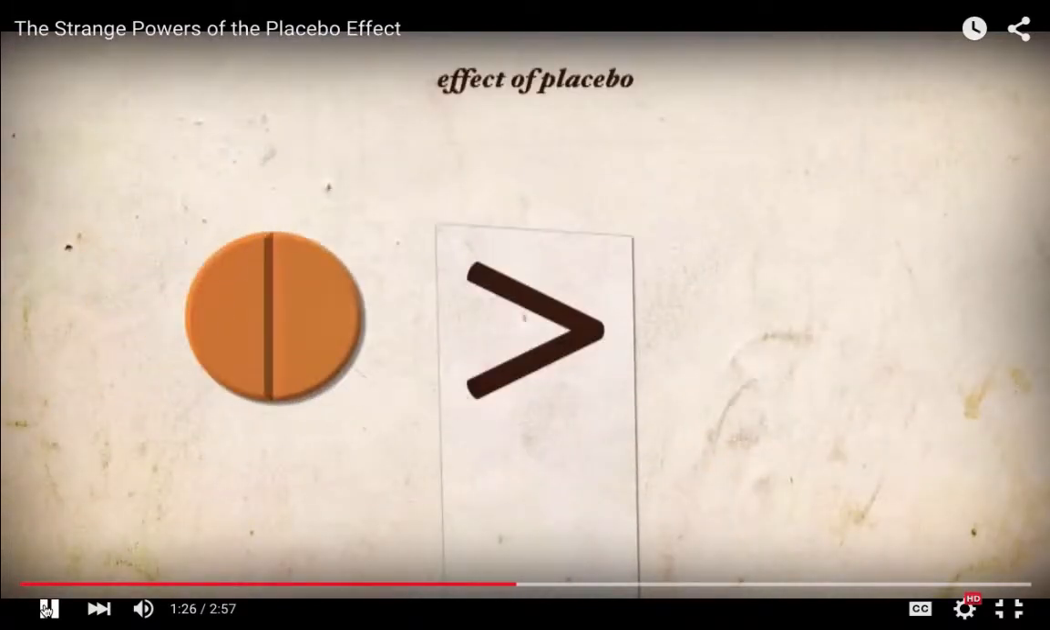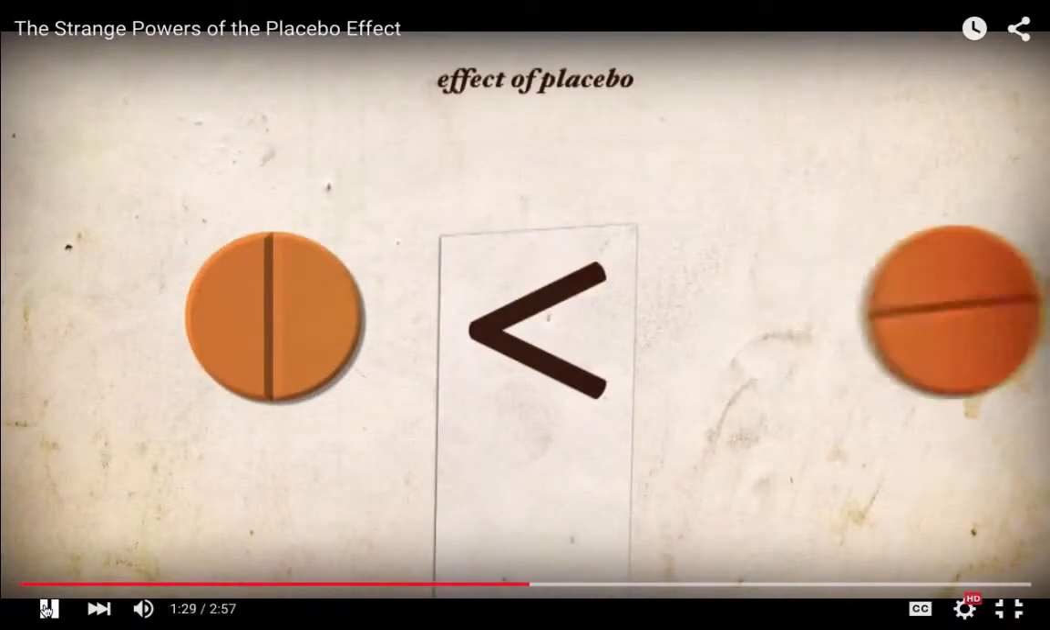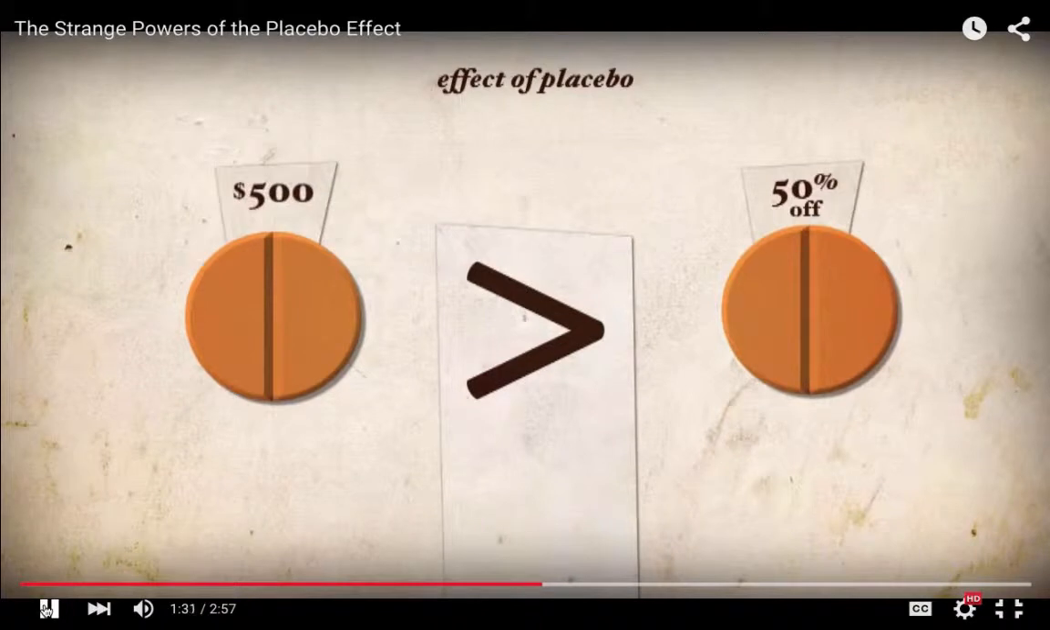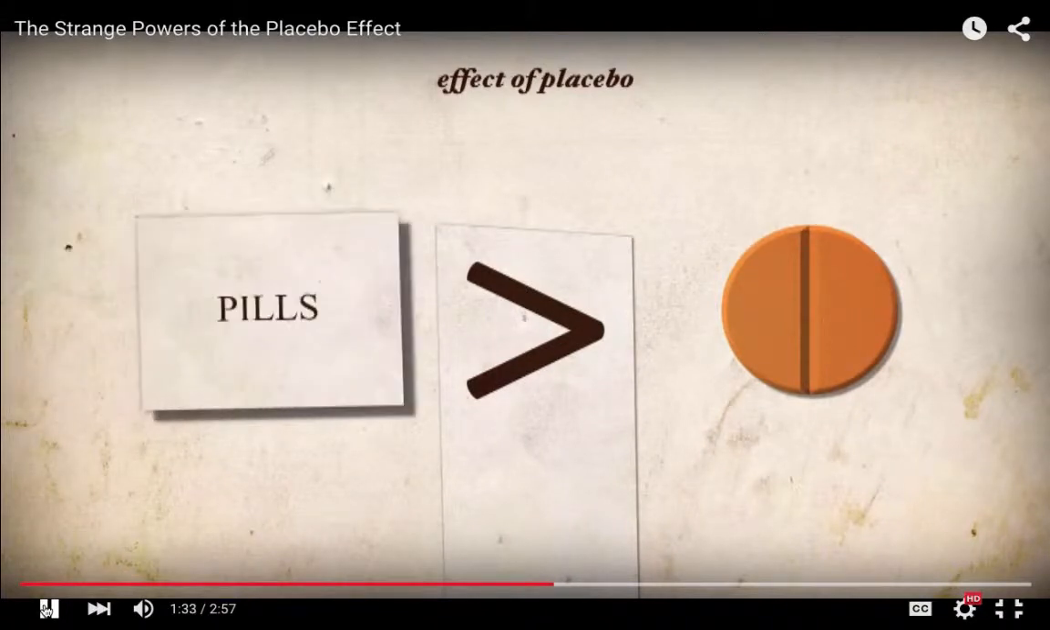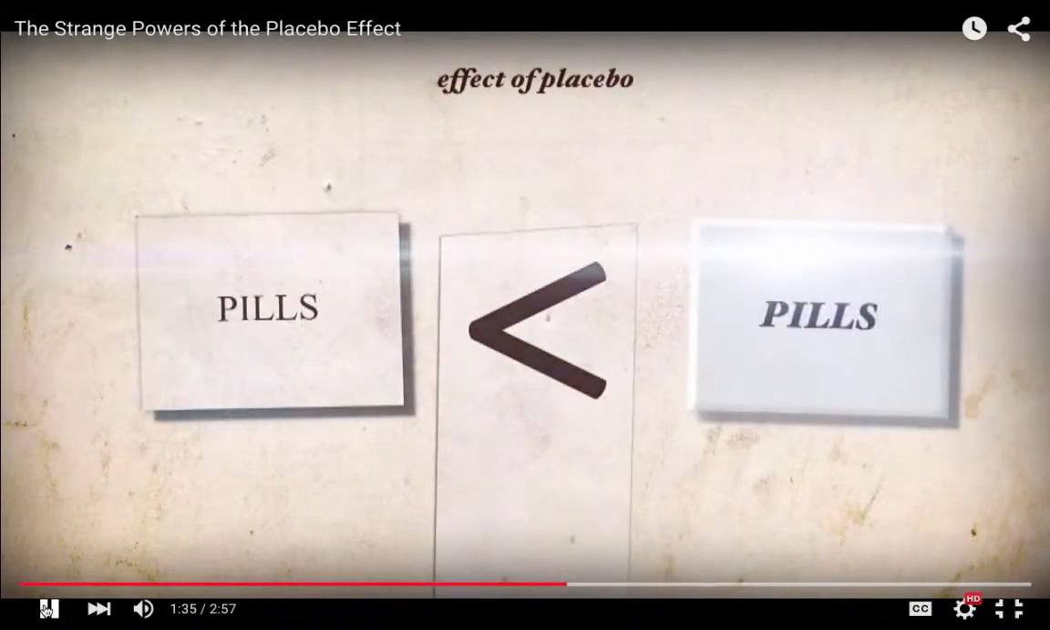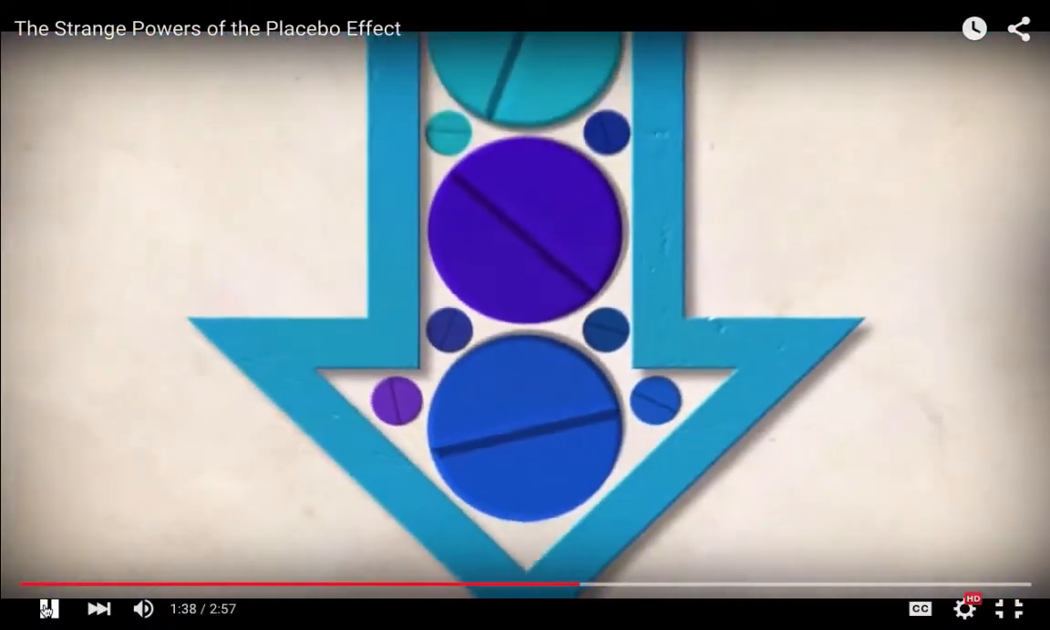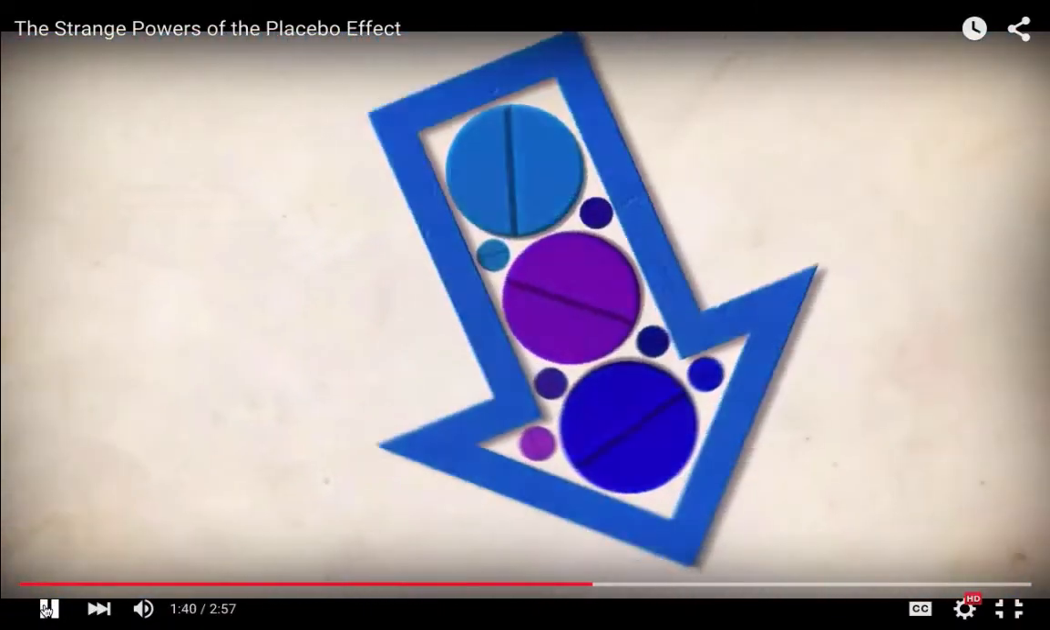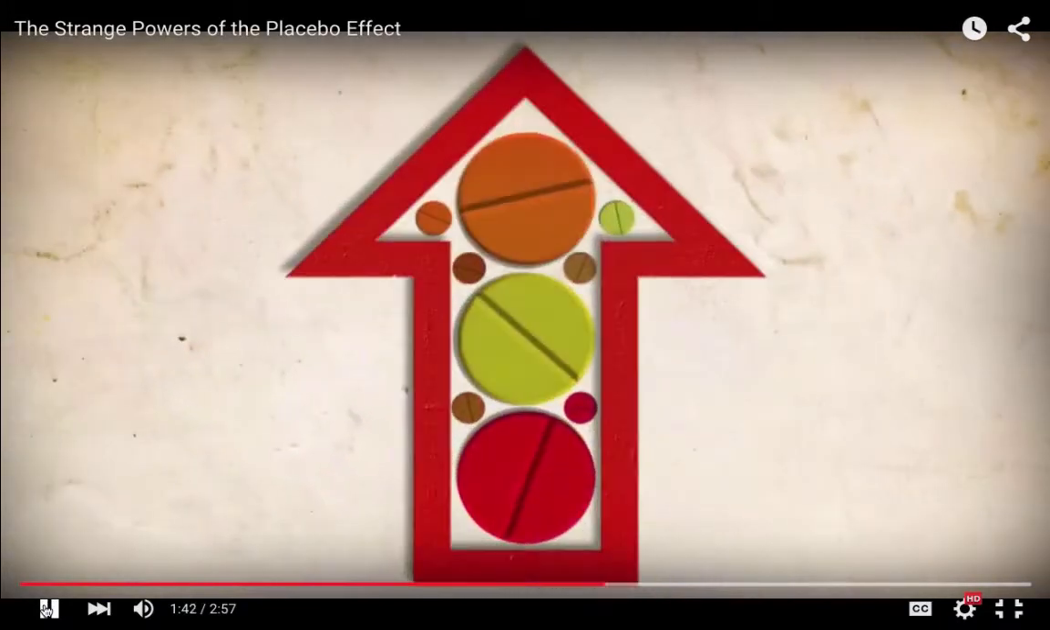A plain pill works worse than a branded one. A discounted pill works worse than a pricey one, and even a pill in a plain box does worse than one that's all shiny. Placebos that are blue work best as downers, and placebos that are red are better as uppers.